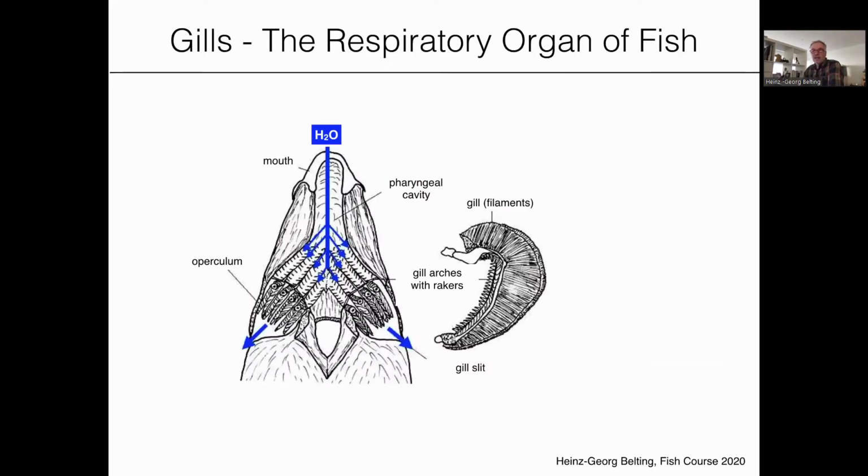They don't have lungs, but they have gills. So they take up the water, and in the gills, they take up the oxygen, and they get rid of the CO2. And they also get rid of ammonia, which is a metabolic product from, for example, protein metabolism, and that can be very toxic. So this is ammonia here.